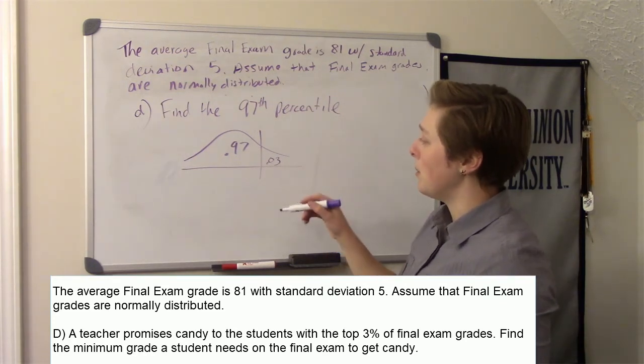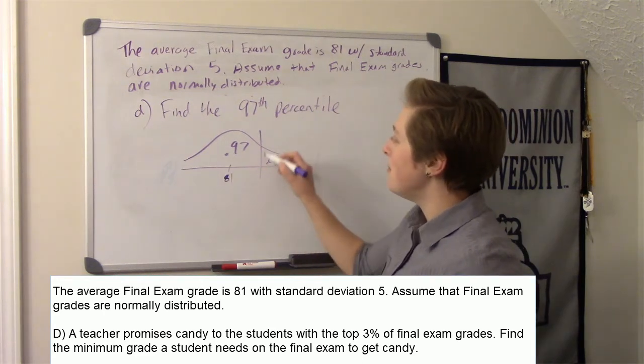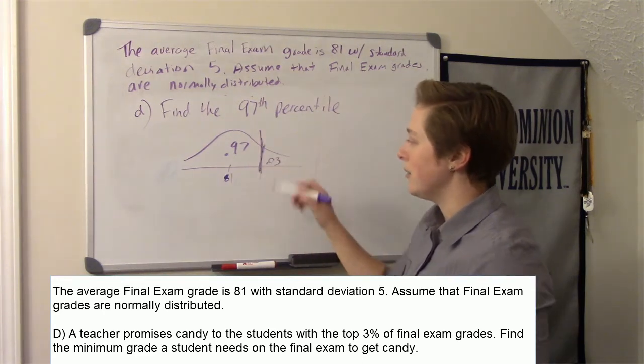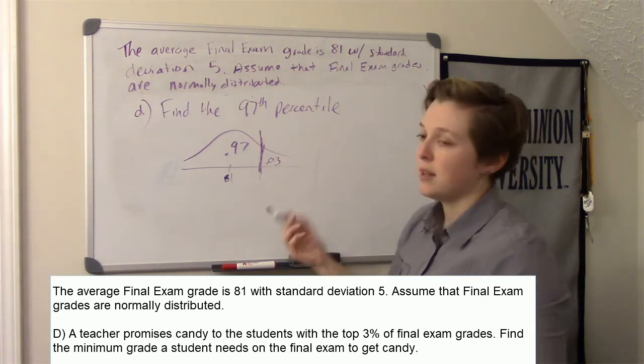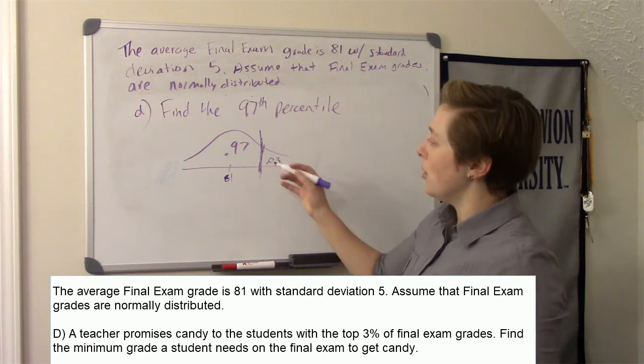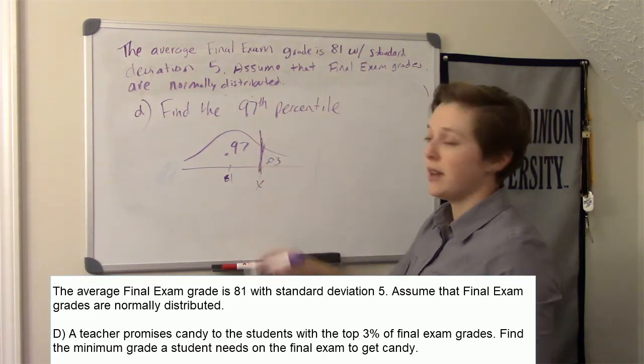So basically what we want to know is, here in the center is 81. What's the minimum grade that you need in order to get candy? Everyone's going to get candy if you're in the top 3%. All right? So what's the minimum grade that you need to get candy? You see, I have the area. What I need to know is what's the x value.